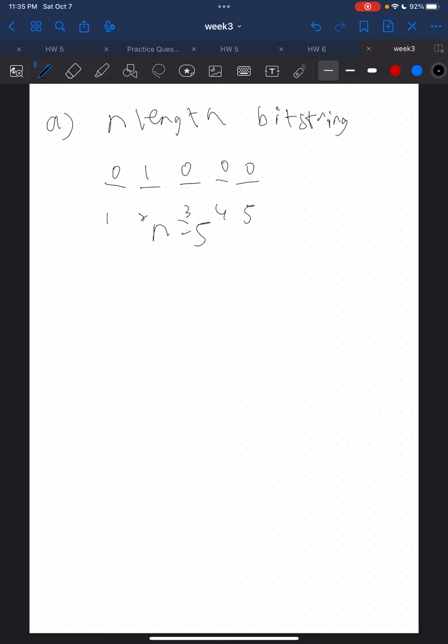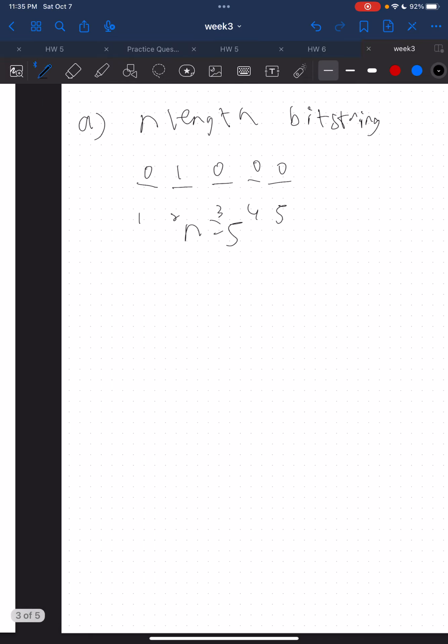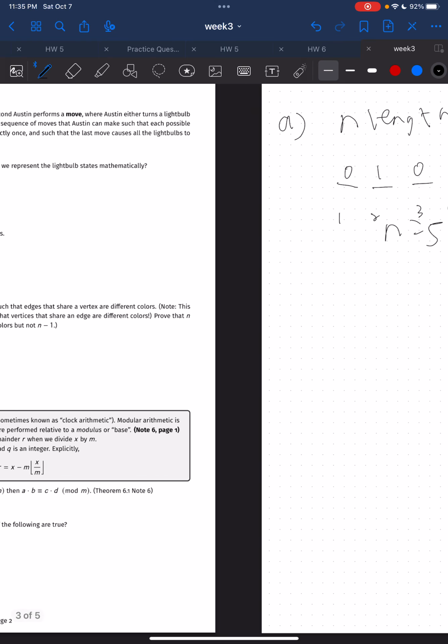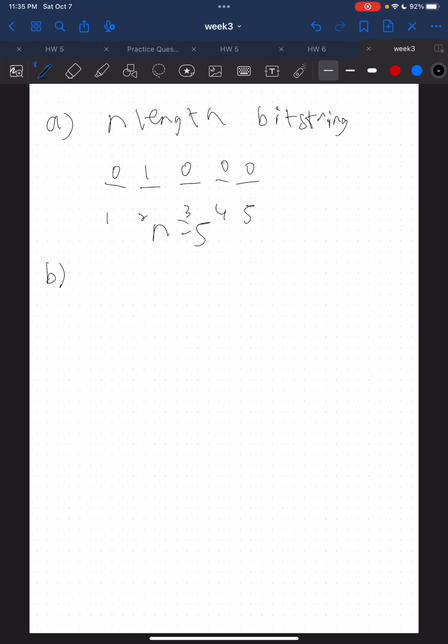Okay, let's move on to the second question. The second question asks, frame the problem in terms of hypercubes. So hypercubes are related to bit strings. The relation is that I want to draw a 2D hypercube here. Each vertex of the hypercube corresponds to a bit string. So we can label the hypercube in this way.